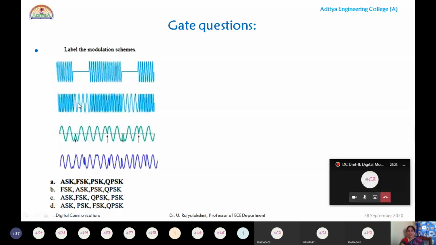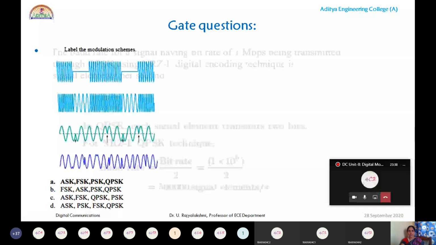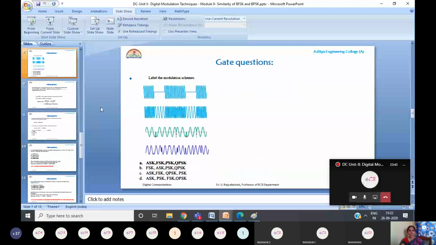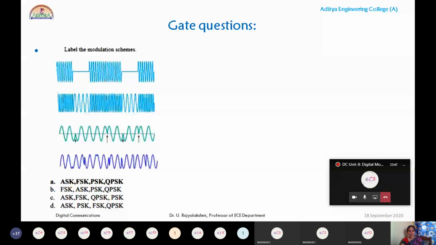FSK, ma'am. Because you will have high frequency for data bit 1 and low frequency for data bit 0. Because Ac cos 2 pi fH t for data bit 1. And for data 0, it is how much? For data 0, it is Ac cos 2 pi fL t. Now please observe the third waveform and tell me it is the output for?